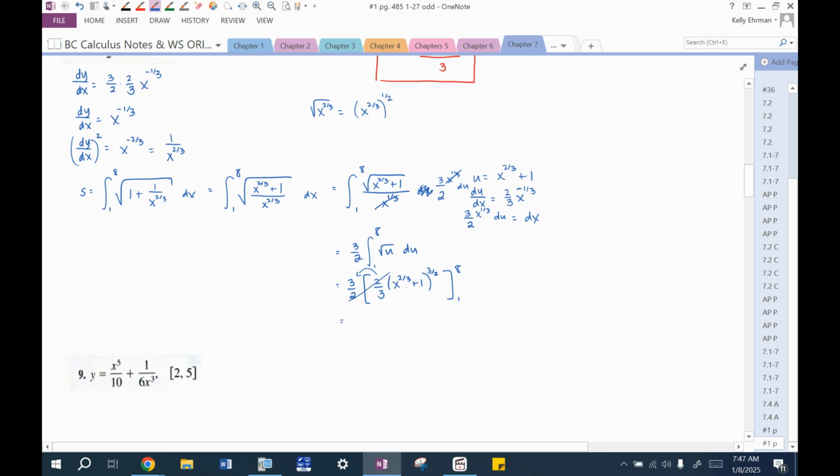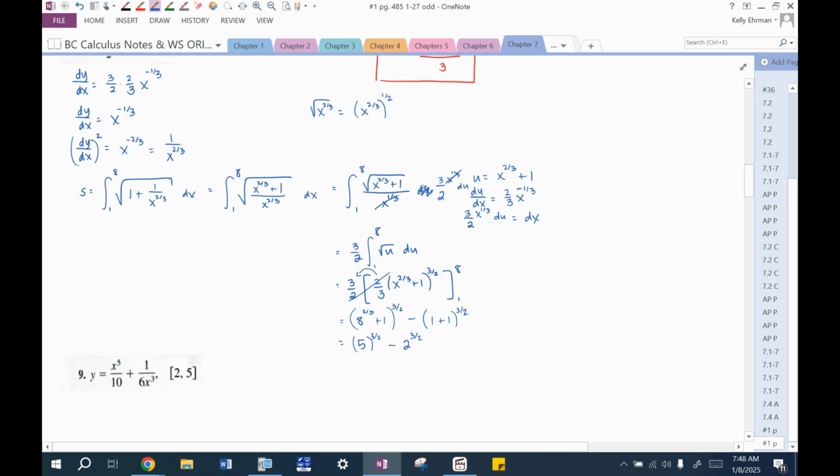All right, so really this is going to be 8 to the 2 thirds plus 1 to the 3 halves power minus 1 to the 2 thirds, so that's just 1, plus 1 to the 3 halves power. So what is 8 to the 2 thirds? That's the cube root of 8, which is 2, squared, which is 4. So this is 5 to the 3 halves, which does not simplify nicely. Square root of 5. I guess I can simplify radicals, but whatever. And then this is 2 to the 3 halves.